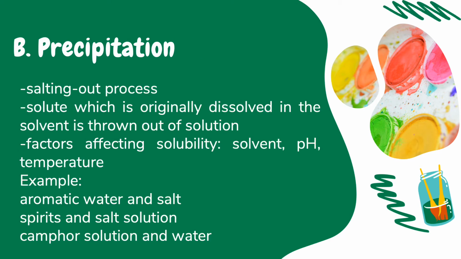The second physical incompatibility is precipitation. This happens when there is a salting out process, where the solute, which is originally dissolved in solvent, is thrown out of solution. Factors affecting solubility involve solvent, pH, and temperature. Examples under precipitation are aromatic water and salt, spirits and salt solution, camphor solution, and water.